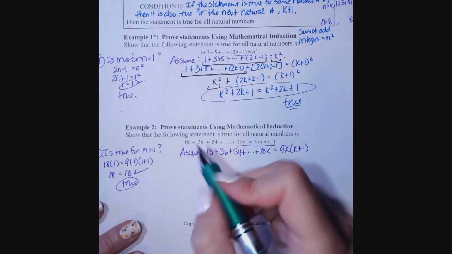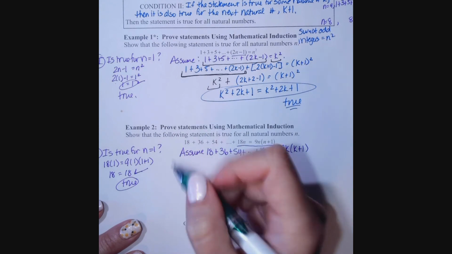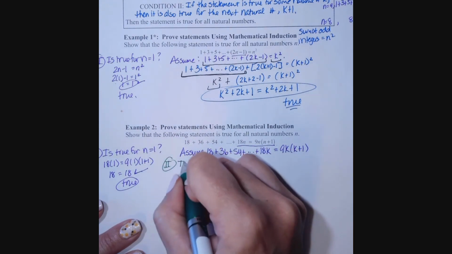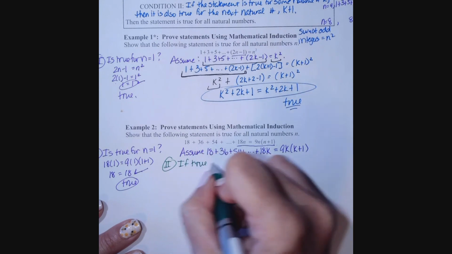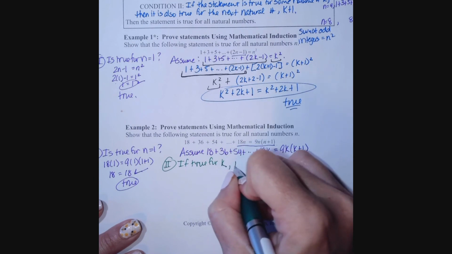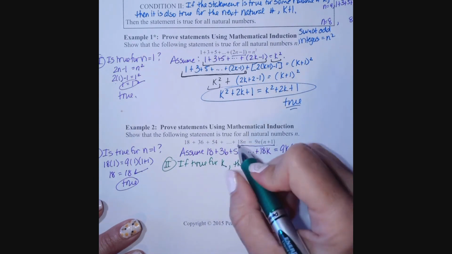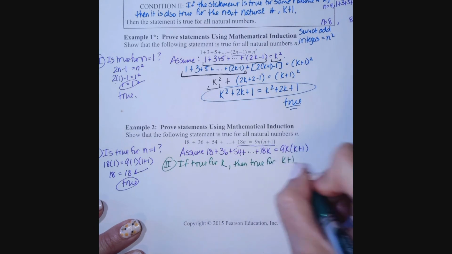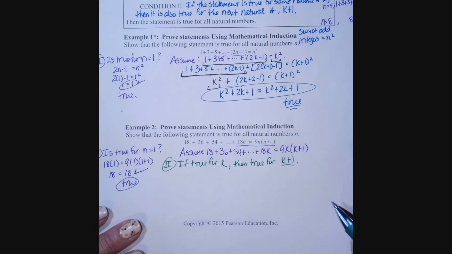Okay, so if it is true for k, my condition 2 is that if it's true for some k, then it is going to be true for k plus 1. So I'm going to take it one more step.